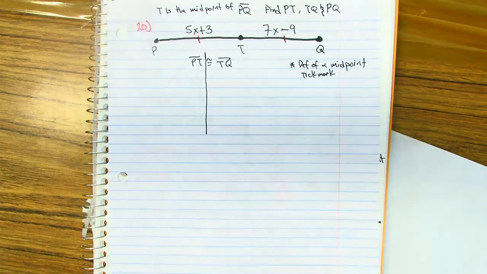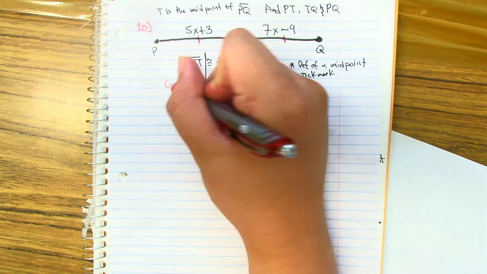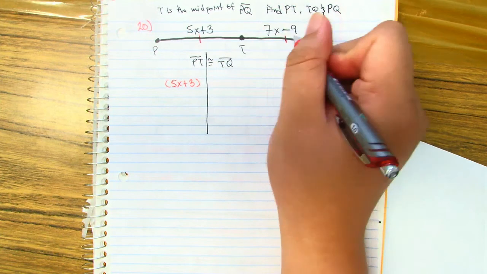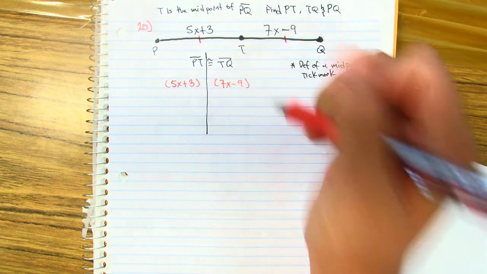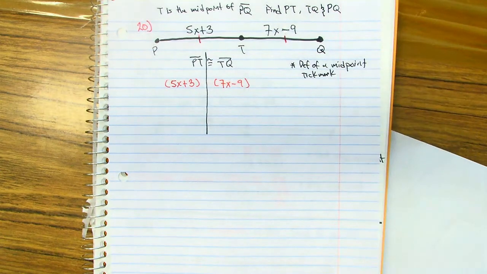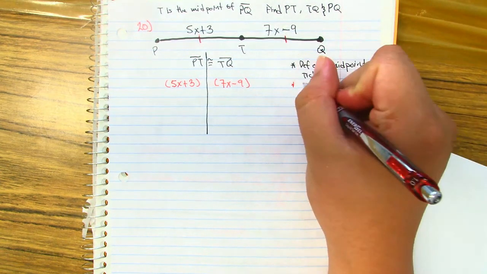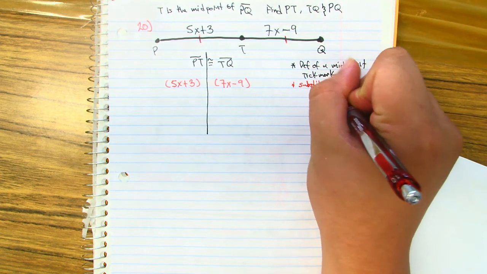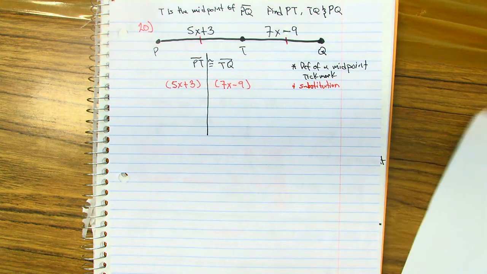Then I will substitute the value of PT, which is 5x plus 3. The value of TQ is 7x minus 9. Now, when you answer that, what was the first step you would do to solve that? Before you do this, always provide reasoning. The reason why I got this is because I used substitution. Once you substitute, then you can start simplifying each side of the equation.